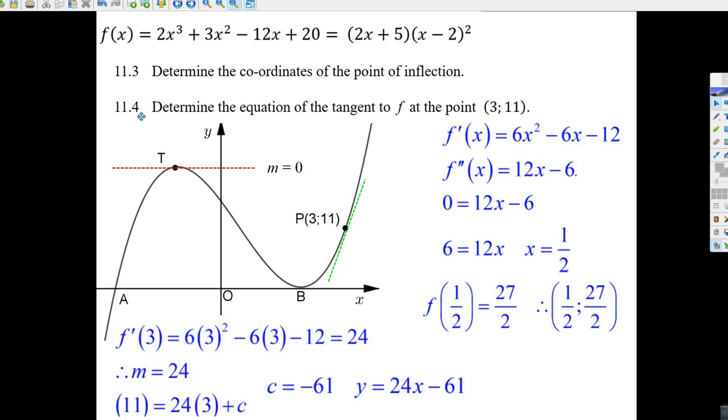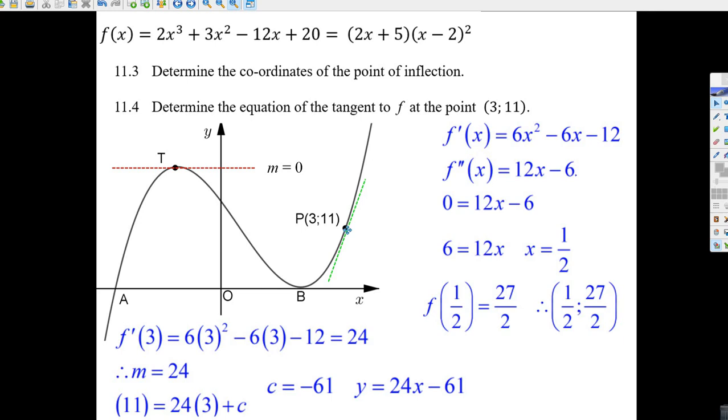Okay, let's do 11.4 here, the calculus cubic question, cubic equation. Here we go. Determine the equation of the tangent to f at the point (3, 11). Let's go down to (3, 11). What do they mean? Tangent. I mean it's one line, like this green line here, that touches the point just in one spot here. What's the equation of that line?